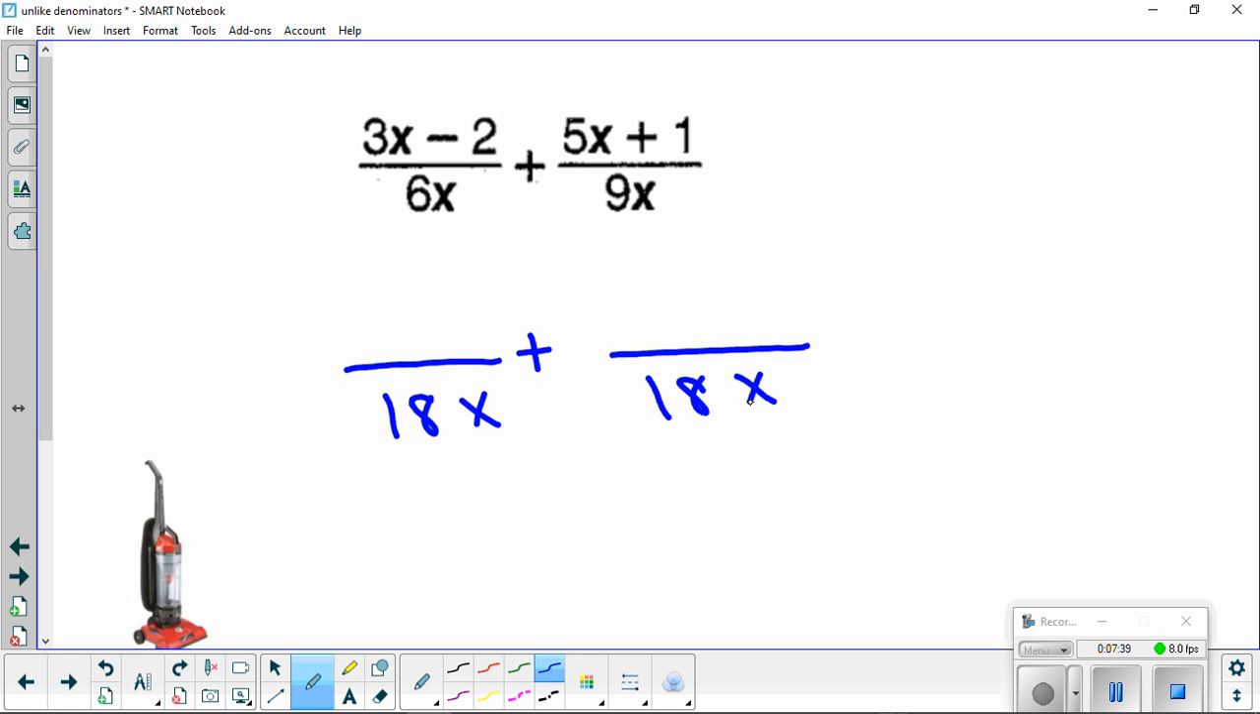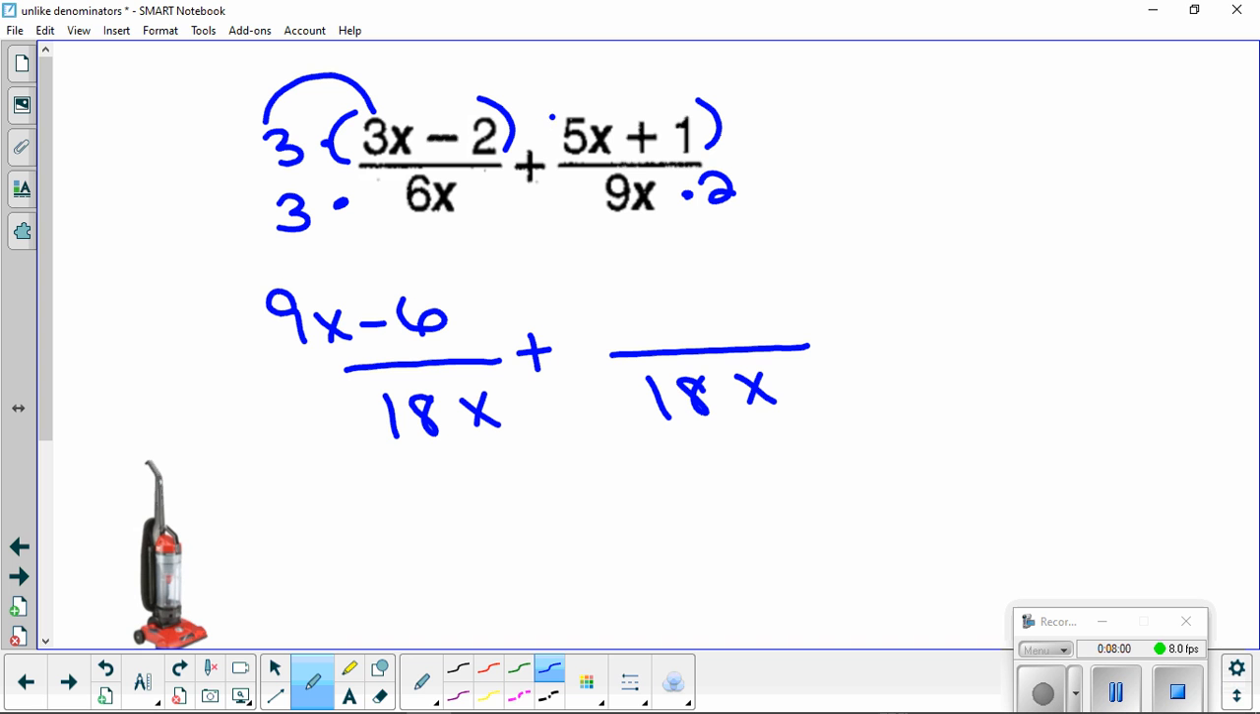So what this guy is missing to look like this guy, he needs to be multiplied by 3. And here's where you need to be careful. I am multiplying by 3, but really I'm distributing. I'm doing that, so nice and careful here. We're going to get 9x minus 6 on the top. And this guy's missing the 2. And again, I'm really not just timesing by 2.